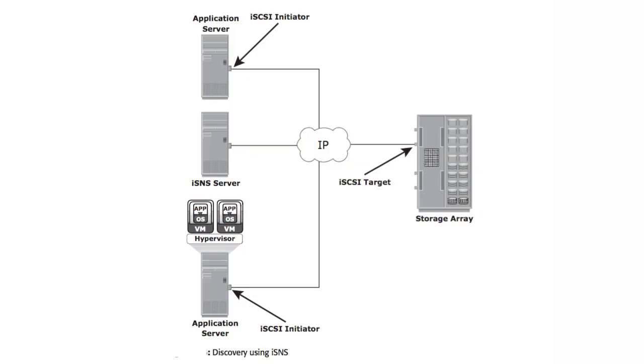This is the diagrammatic representation where you have the iSCSI target, which is the storage array, the iSCSI initiator, which is the application server with hypervisor, and the iSCSI initiator, which is the application server. The iSNS server and application server are connected through an Internet Protocol network, which is connected to the iSCSI target.